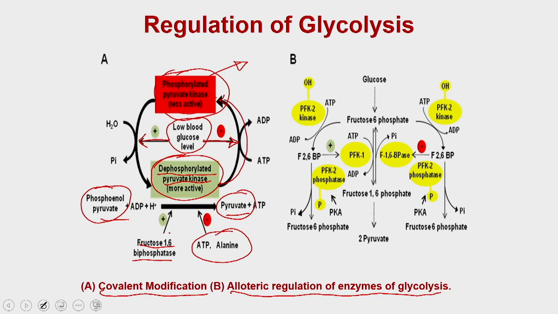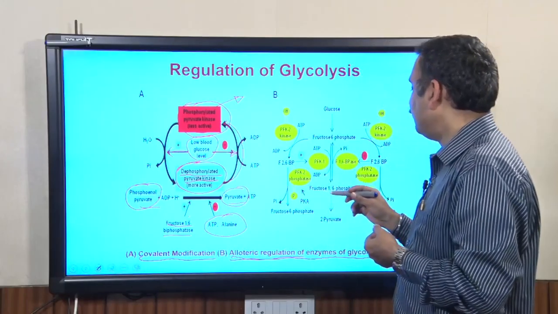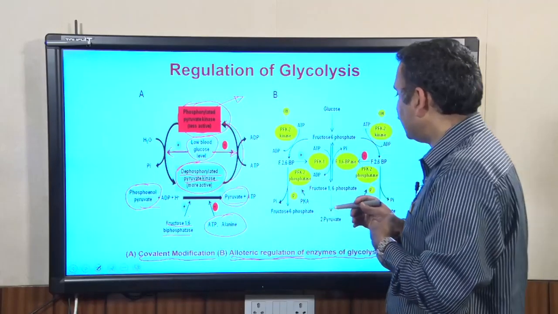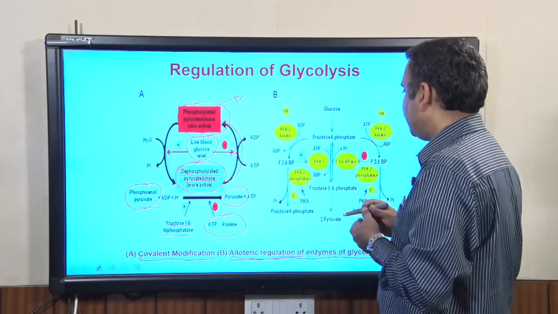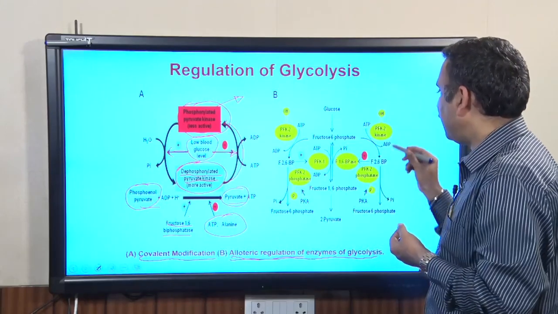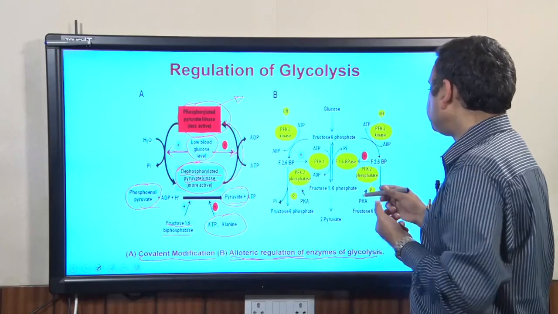The other kind of modification is called allosteric regulation. In allosteric regulation, the molecule is regulated by a different mechanism. Every enzyme has an allosteric site, and at the allosteric site, the substrate or another molecule goes and binds, and that is how it modulates their activity.